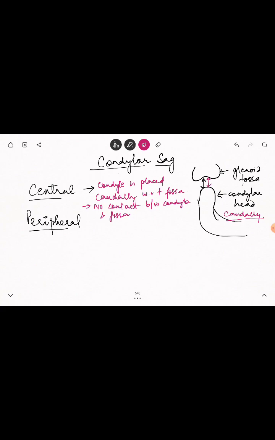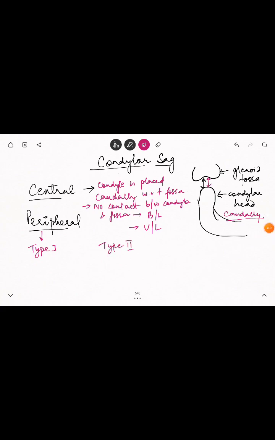Now coming to peripheral condylar sag. Okay, one thing is left, that central condylar sag can be either bilateral or unilateral. So only one condyle may be affected or both the condyles can be affected. Now coming to peripheral condylar sag. Now this peripheral condylar sag is of two types, type 1 and type 2.